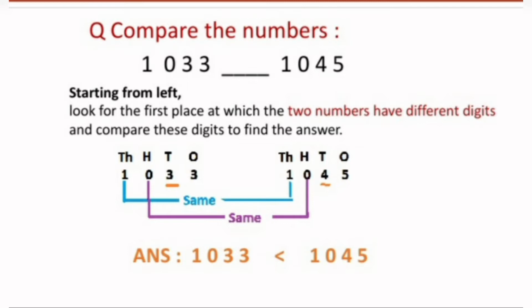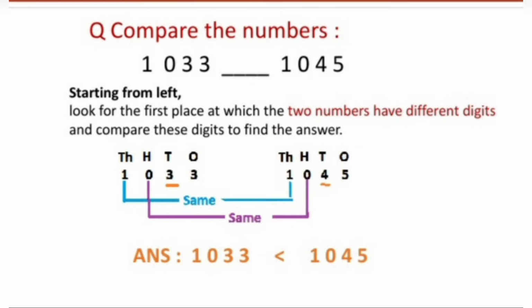So once you have written the places ones, tens, hundreds and thousands, compare the digits at thousands place on both the sides. Here you can see that both the sides have 1, which are the same digits, so they do not differ. Now on hundreds place, again you can see both the numbers have 0 in the place, so they are again the same. And where do they differ now?